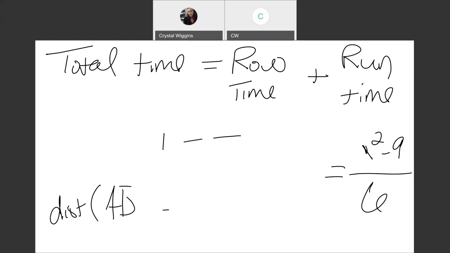Hold on, erasing. They don't make the erasing very easy. And if they do, I haven't figured it out yet.